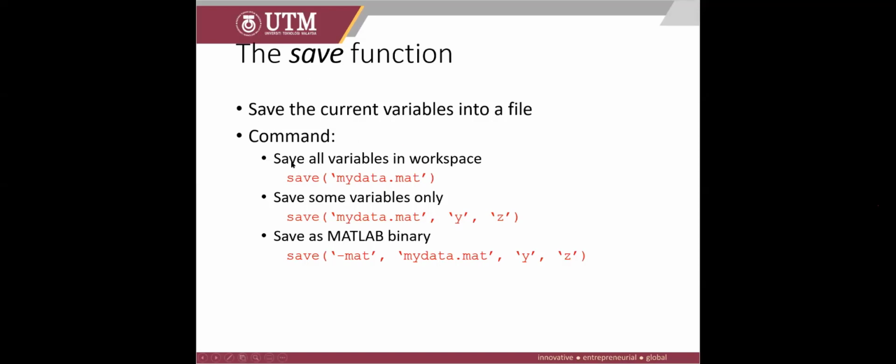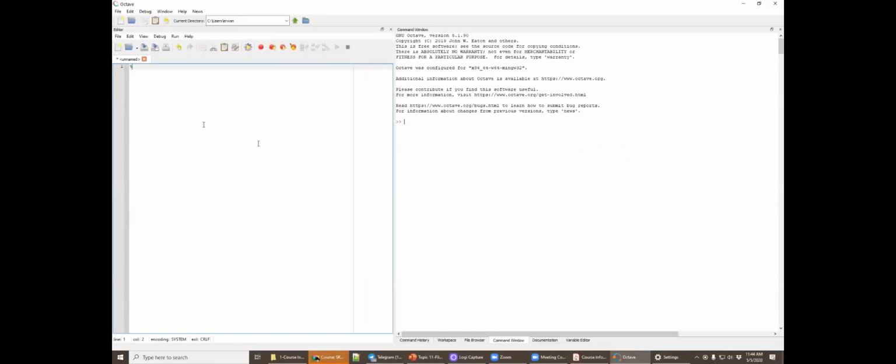Okay, the basic save command is you have save, and then you open the bracket and then you specify the file name. This will save all the variables in the workspace. If you want to save a couple of variables, what you can do is you can say save and then specify the variables in apostrophes like this one. Okay, and then this will save the variables in the file using MATLAB binary. I will show you one by one. But okay, I'm going to show you the save function.